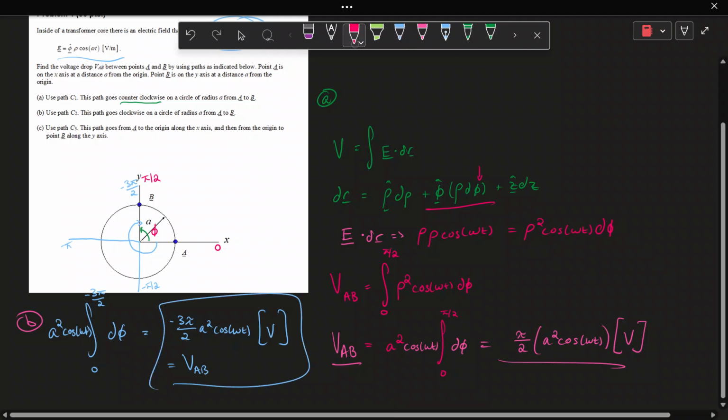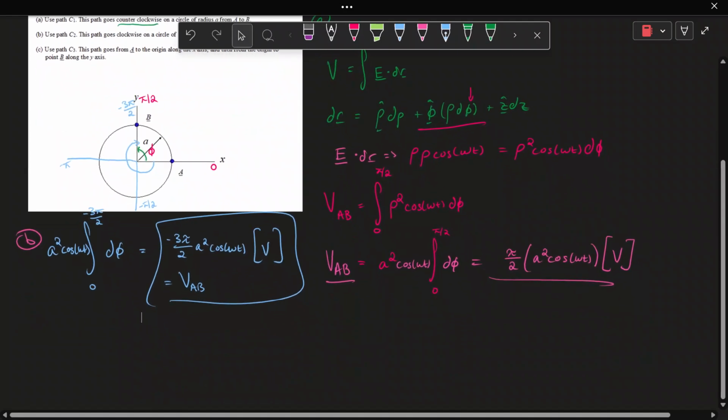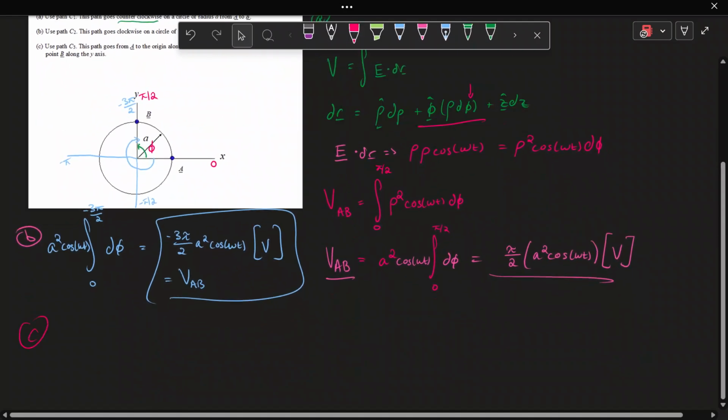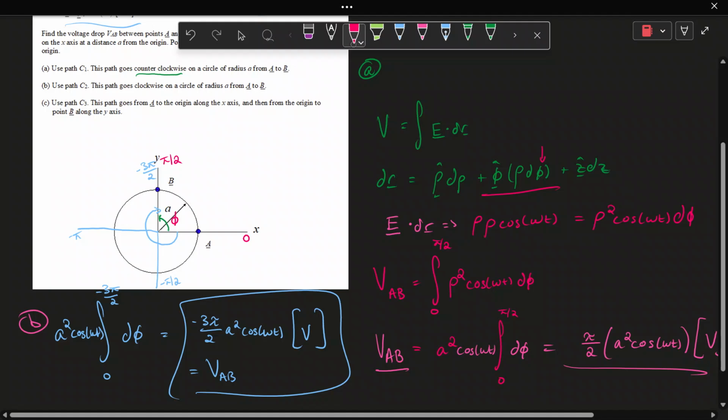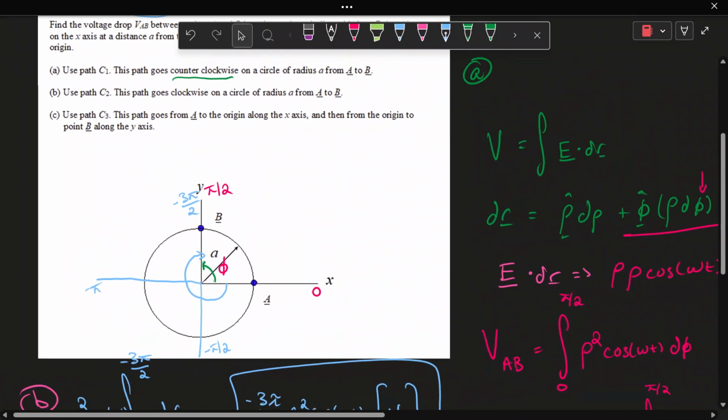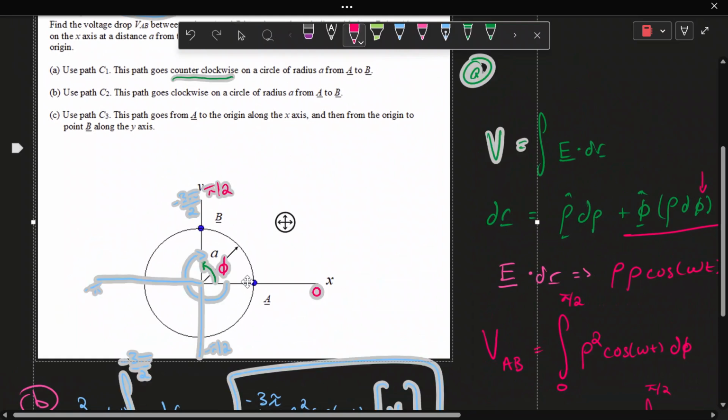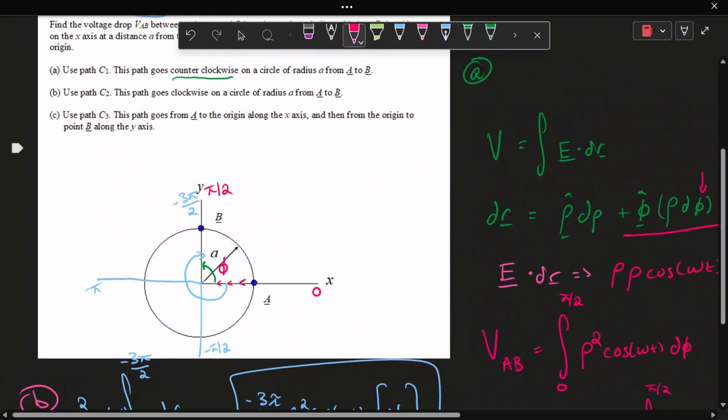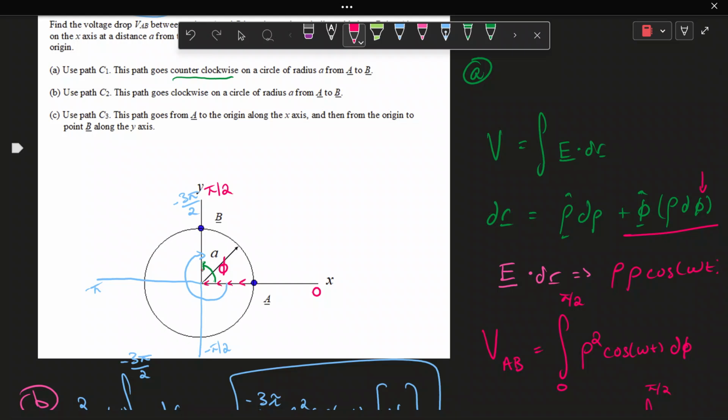Now it gets a little bit weird. Now we're asked for part C, what if we go in lines? What if instead we go from A along the x-axis to the origin? So we're going in this kind of direction. And then from the origin to point B.